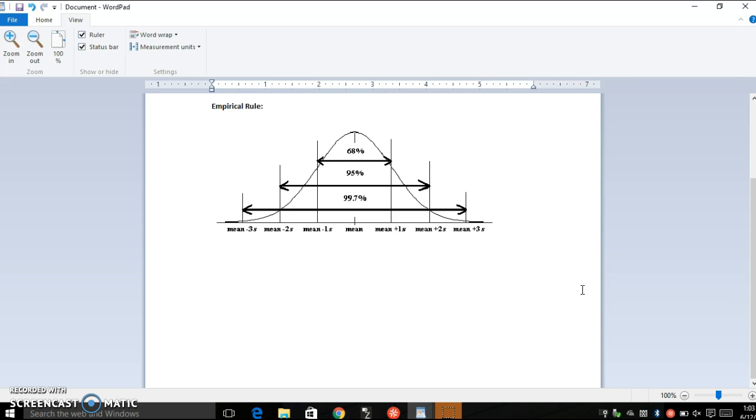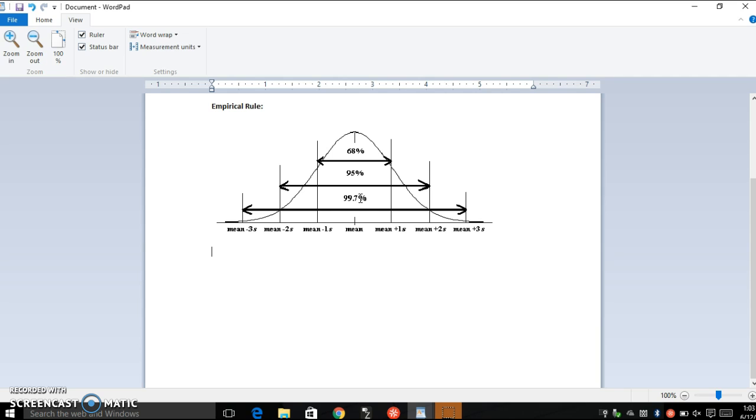The second thing, the main thing we want to focus on, is the empirical rule. The empirical rule says that if a variable is normally distributed, then 68% of the data will lie within one standard deviation on each side of the mean. 95% will lie within two standard deviations on each side of the mean. And almost all, 99.7% of the values, lie within three standard deviations of the mean. So that is the empirical rule. It's important to know those numbers. It's not 97% for three standard deviations. It's 68, 95, and 99.7.